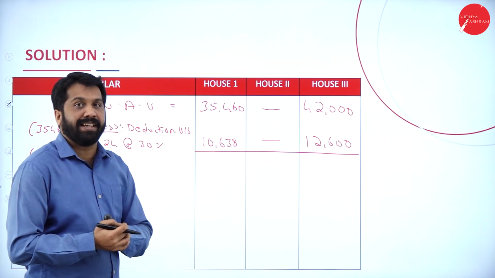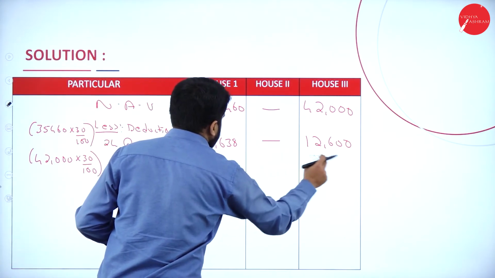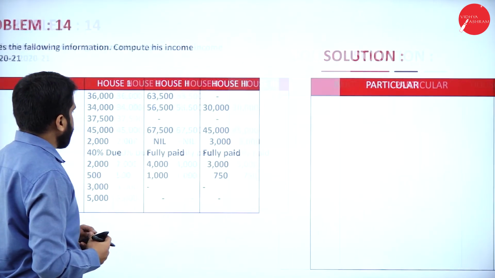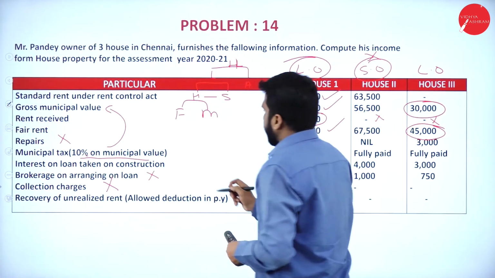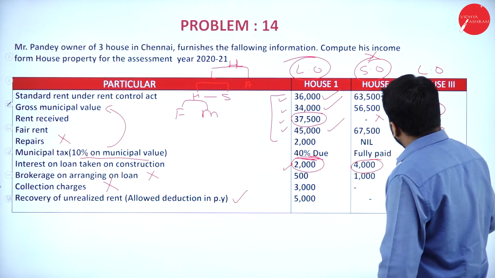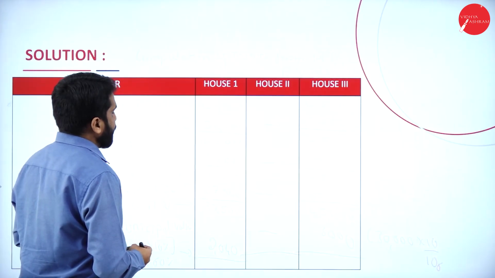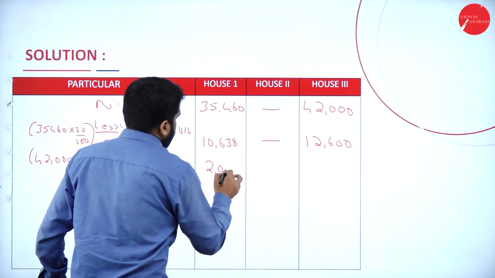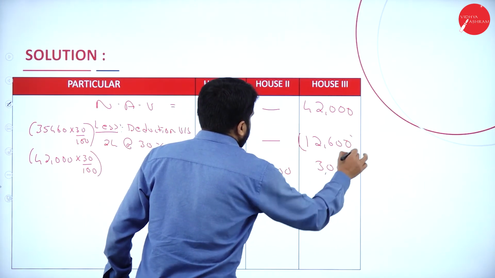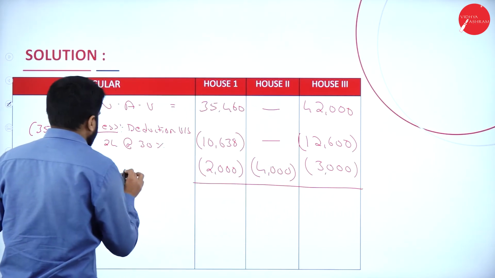Before that, is there any interest part? We'll check. Have they paid any interest? The first house, yes, there is an interest of 2,000. Second house, 4,000. Third house, it is 3,000. These are the minus values. So this is what? Interest.